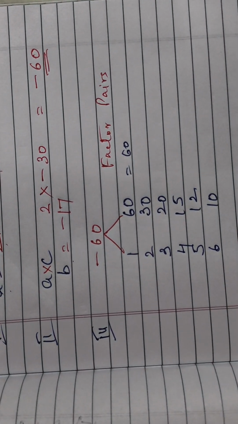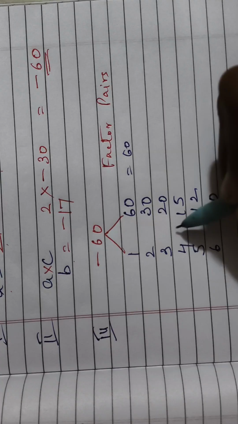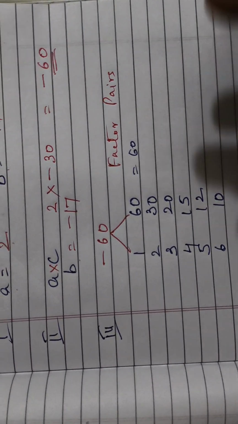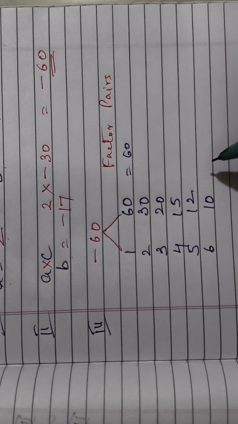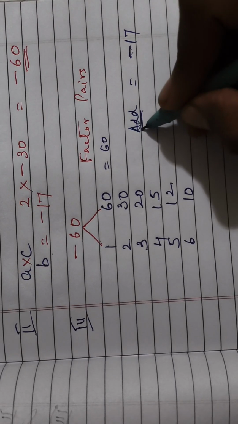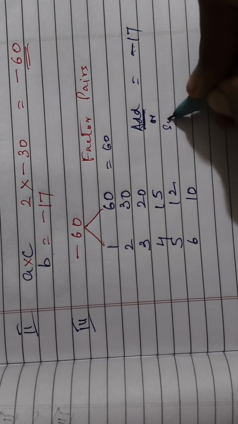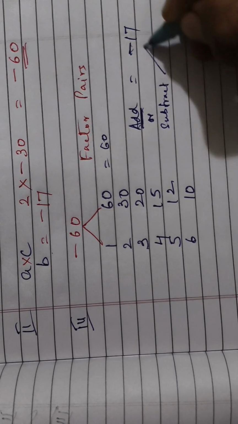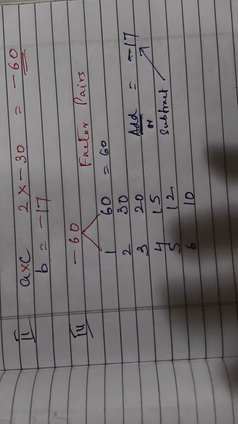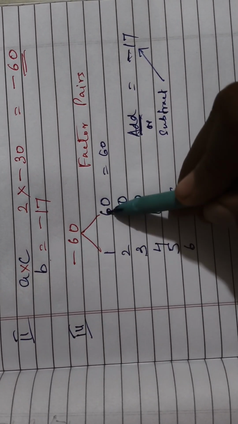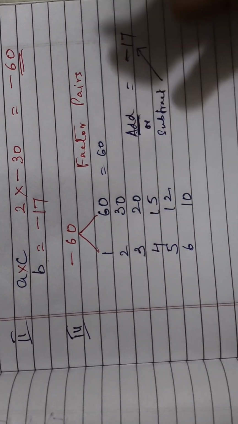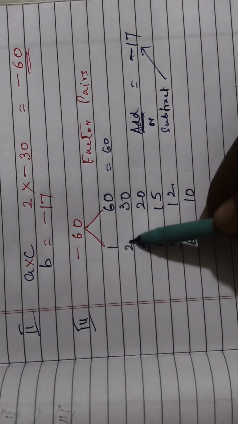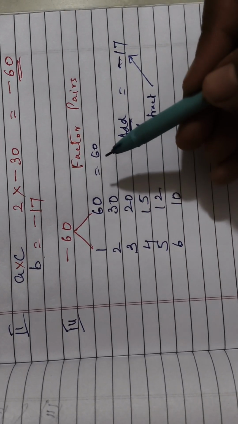There are no more factors beyond this. These are the factors which, when multiplied, give me 60. Now from these factors I have to select one pair which, on adding or subtracting, should give me 17. So if I add this I get 61. If I subtract I get 59. So that is not possible. If I add I get 32. If I subtract I get 28.